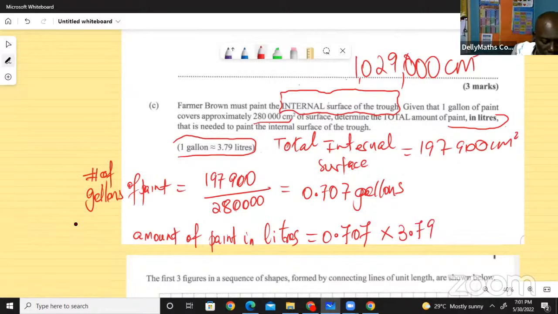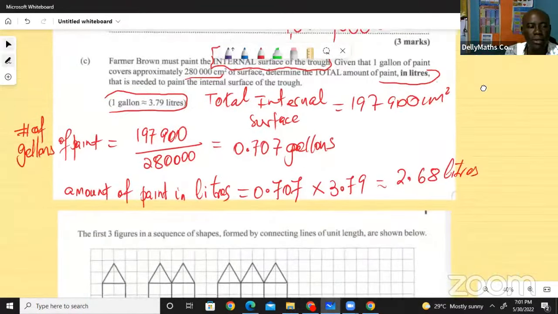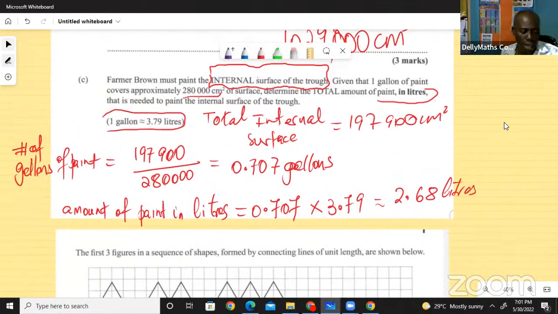This is going to tell us how many liters. I'm putting this to 3 significant figures. So I'm looking at 2.68 liters of paint that is needed. There we go, right there. Take a look at it, see how you walk yourself out. This is how they would normally set that measurement question.